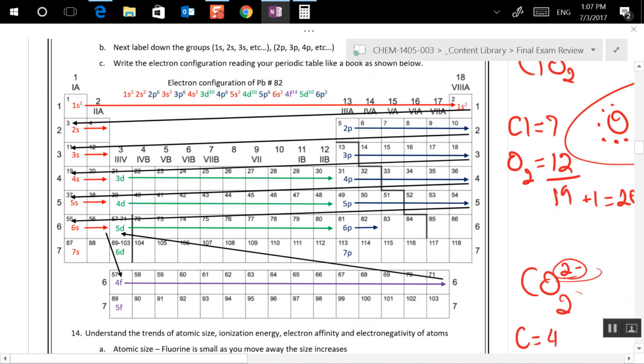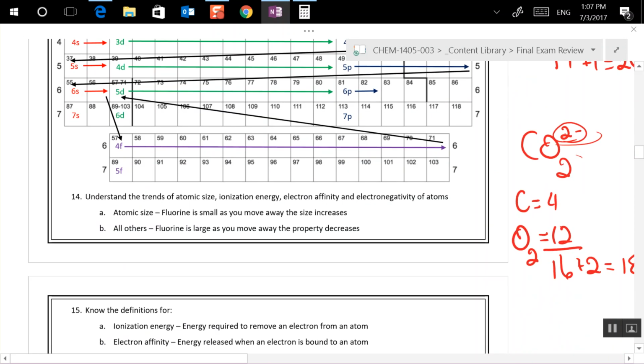How about electron configurations? You guys okay with that? Okay. Good.